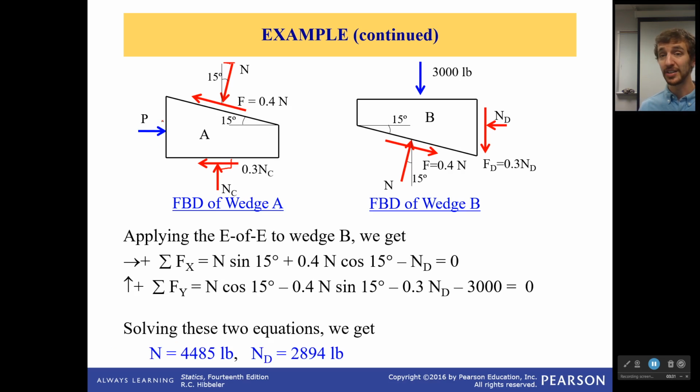Okay, now equations of equilibrium on B. Why B? Well, I've got 1, 2, 3, 4 unknowns, or do I? I've got frictional force here and force D here, but those are connected by frictional equations. So you see that F is directly related to N, and FD is directly related to ND. So in the end, if I know N and I know ND, I know F and FD. So I actually only need 2 equations to solve this.